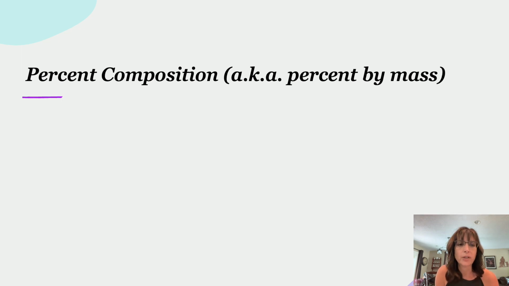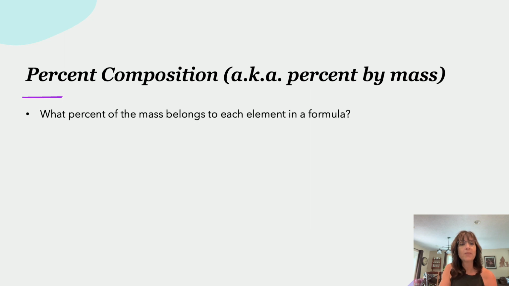One last thing in this short unit. Let's talk about percent composition or percent by mass. Basically, what is it? It's the percent of mass belonging to each element in a formula. Let me give you an example.